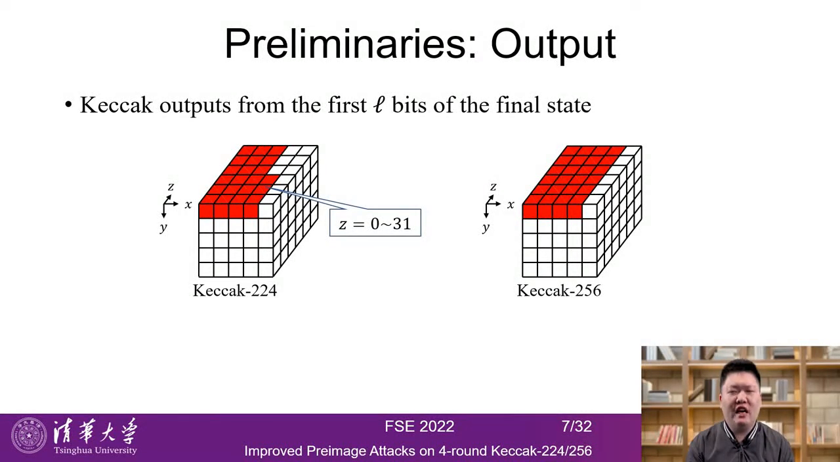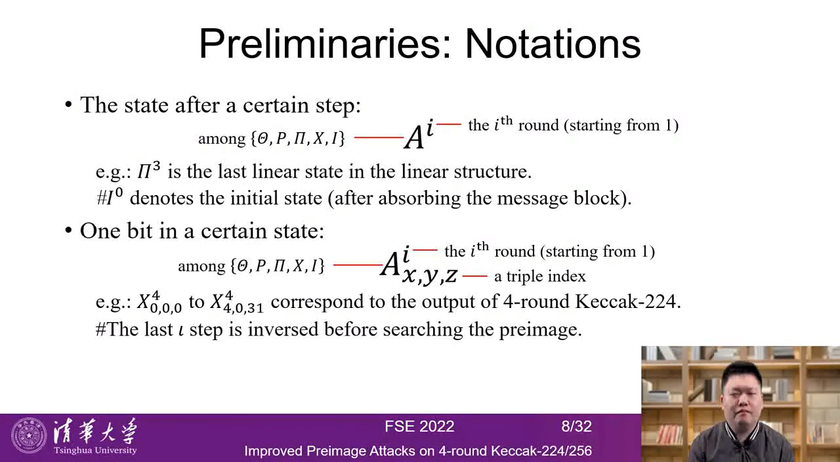After finishing all Keccak-f executions, the digest is output from the first L bits of the final state. The counting order is Z, X, and finally Y. The directions are given in the figure. We set this page here just to emphasize that in Keccak-224, the digest from the fourth lane corresponds to Z from 0 to 31. The last part of the preliminaries is quite important because it involves the meanings of those notations we use in this paper.